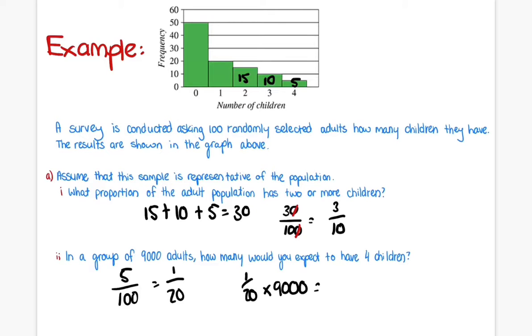If you're using a phone calculator or a calculator without the fraction button, go 1 divided by 20 in brackets and then times 9,000. That'll be the best way to do it in your calculator to get it accurately. If you put that in your calculator, 1 over 20 times 9,000, we get 450. This tells us that in a group of 9,000 adults, if we did a survey, we could expect roughly 450 people would have 4 children.